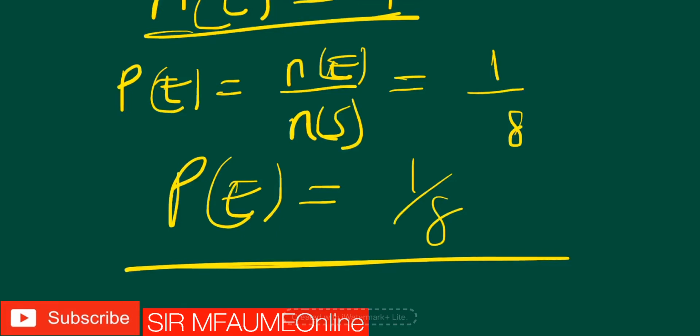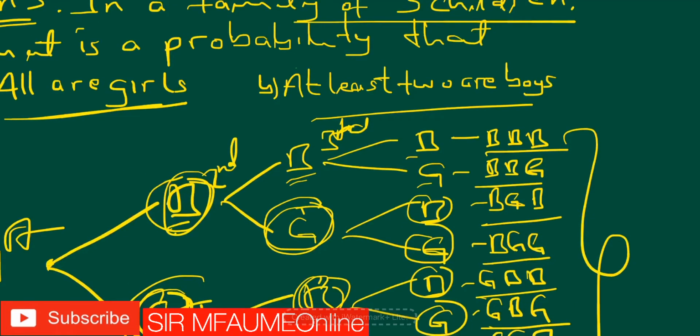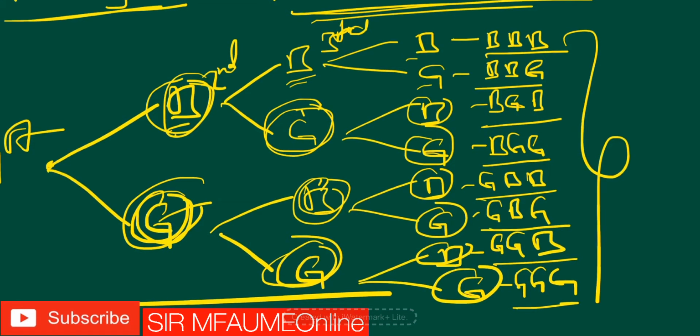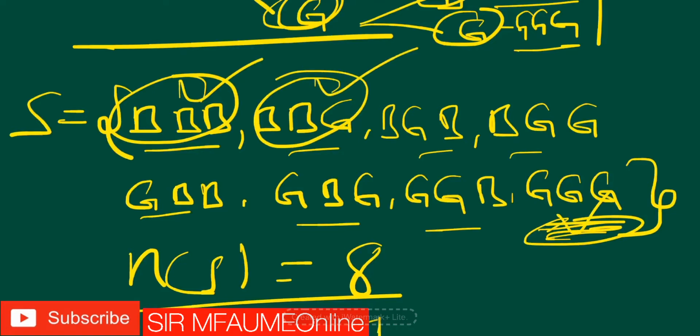But how about number B? For number B, you have to check its number of events. Number B is at least 2 are boys. So you have to check which elements consist of at least 2 boys. Here we have 3 boys, so you can pick it because he said at least. So in case there are 3, no problem. This one is at least 2 boys, yes, pick it. This one, no.